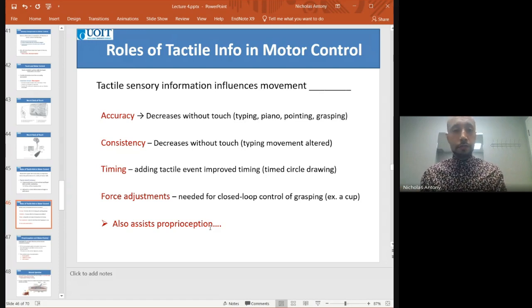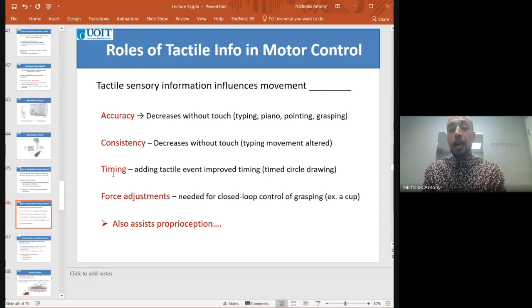Consistency. With the typists and pianists, you know how people who type are supposed to be at F and J, and do it in a very specific way, or pianists have their hands in the same position. They found that when touch was gone, they tended to alter their hand positions more. So it tended to decrease the consistency of how they typed or performed the sheet of music. Interesting. It also changed timing.